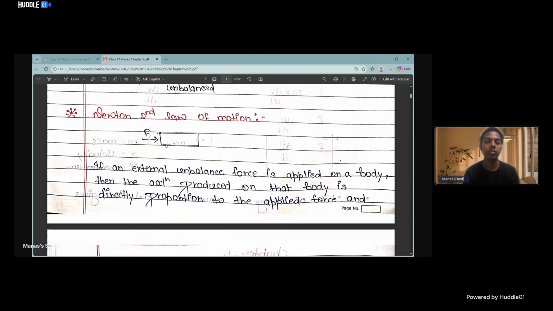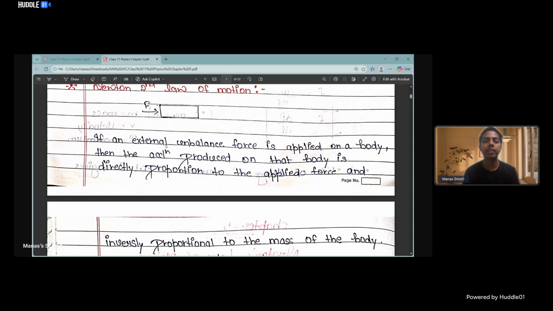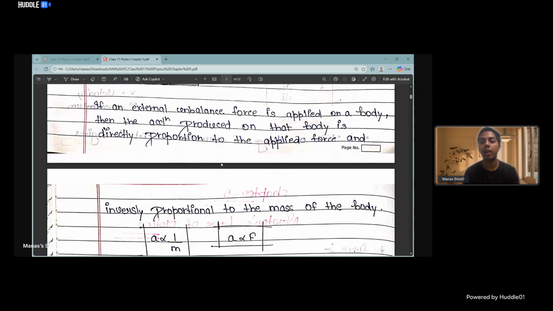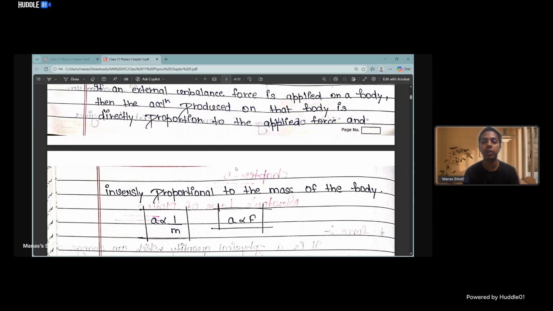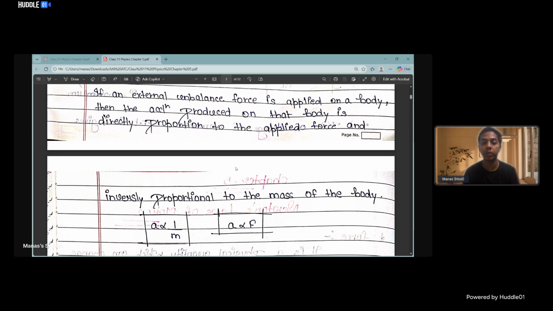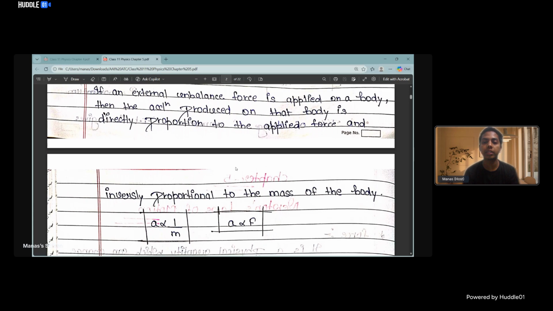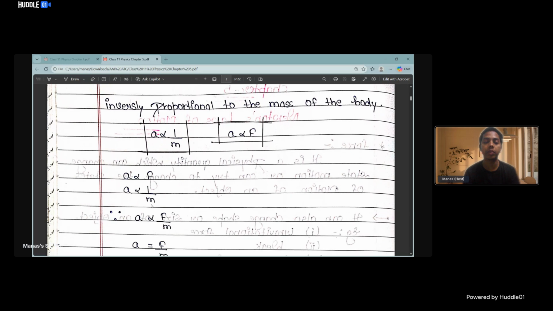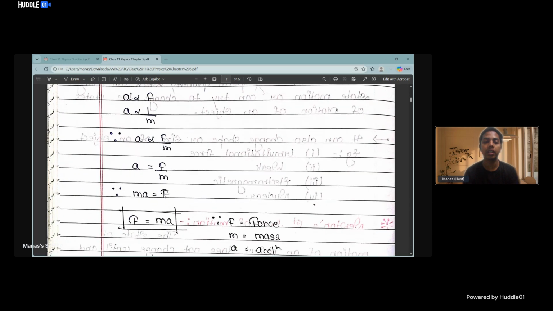Now Newton's second law of motion, what is it? If an external unbalanced force is applied on a body, then the acceleration produced on that body is directly proportional to the applied force and inversely proportional to the mass of the body. So we say A is proportional to F, and A is inversely proportional to the mass. From that we can conclude F equals ma.